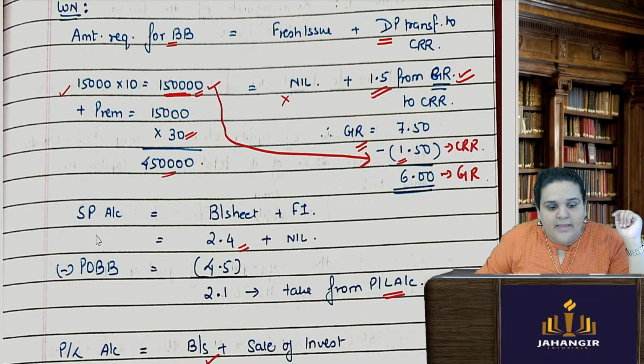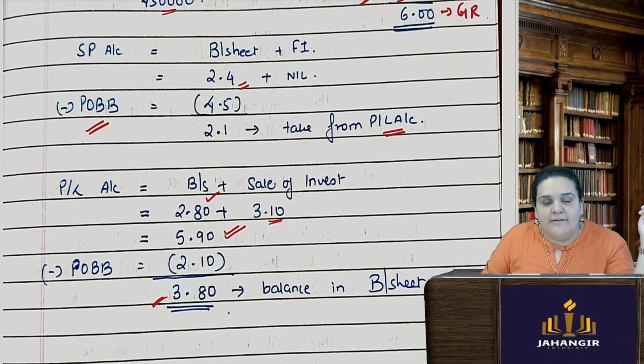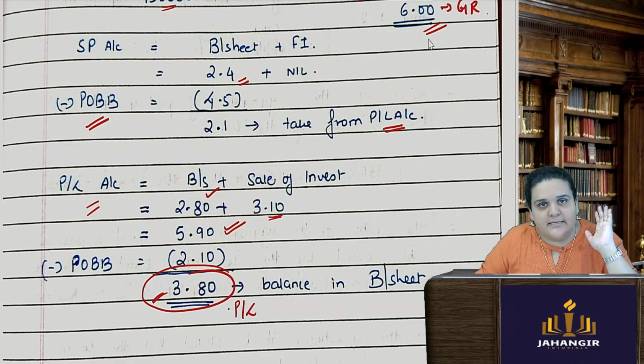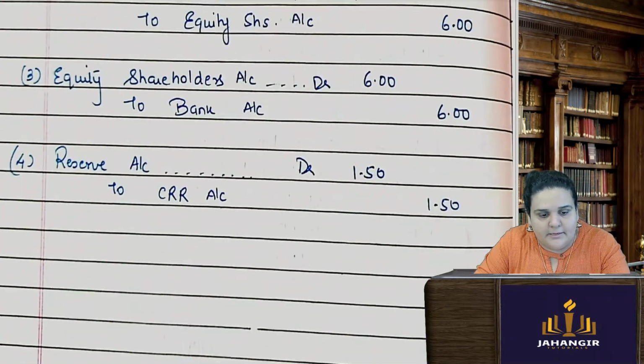Securities premium, I have adjusted with premium on buyback. Also I have used some amount from P&L for premium on buyback. And I am left with 3,80,000 balance in the balance sheet of P&L. And for general reserve, balance will be 6 lakhs. Now with the fresh balance sheet when I'll make.